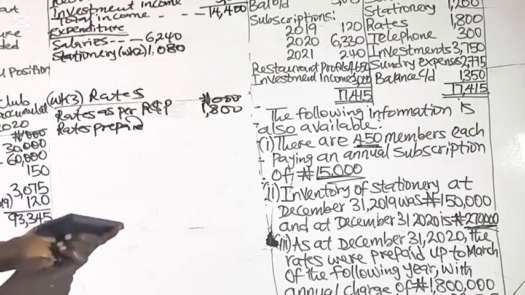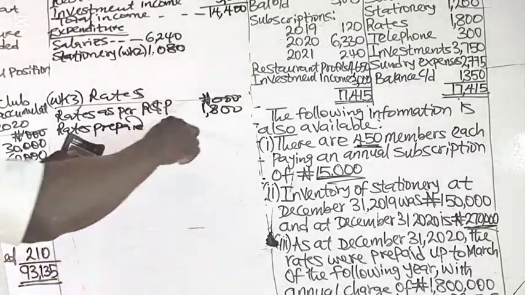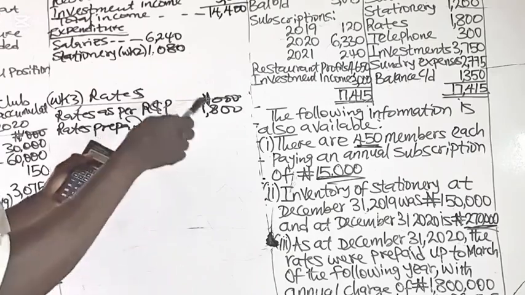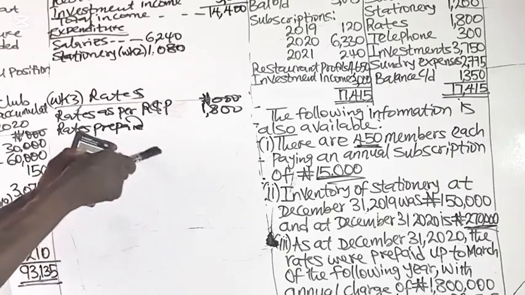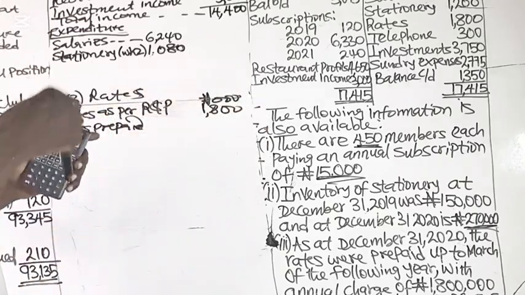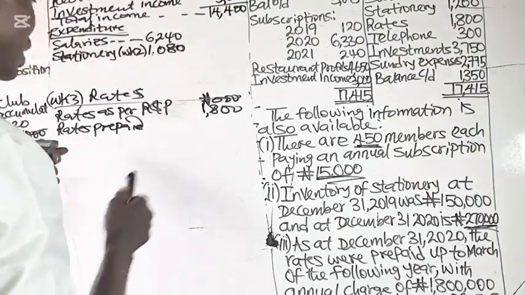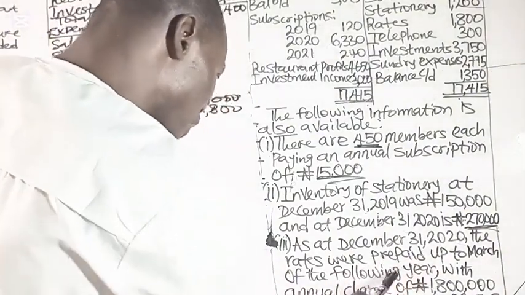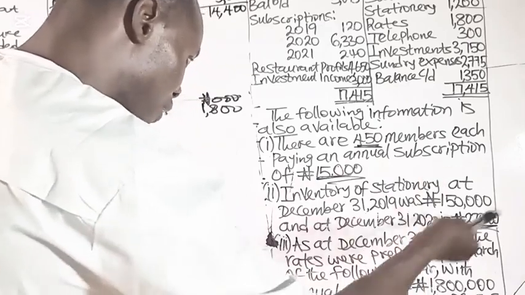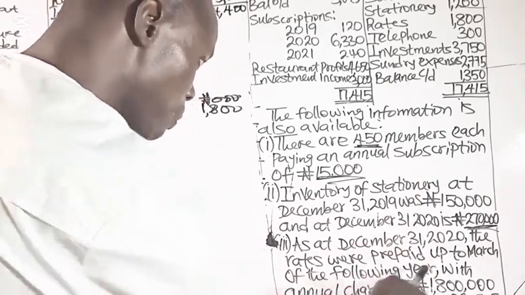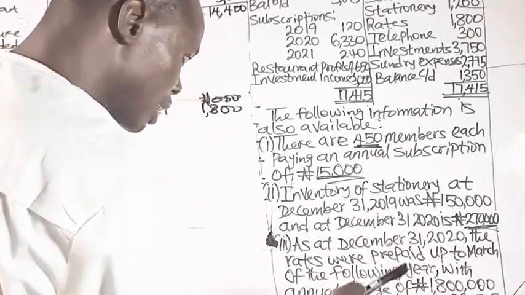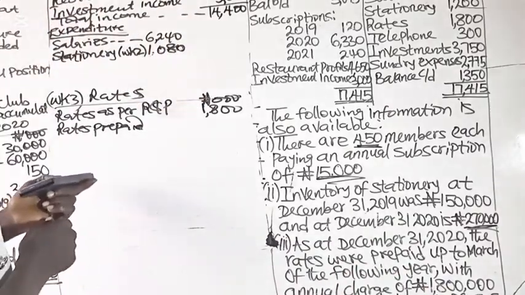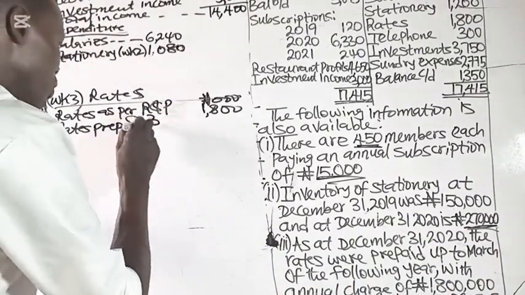Remember, we want to report the amount meant for the current reporting period, which is 2020. The financial period is the year 2020, and you want to report the amount meant for that year alone. So, since it was prepaid up to March of the following year, the year that followed 2020, which is 2021, it was prepaid up to March of 2021. That means 3 months rates were prepaid. So we want to deduct the amount prepaid.